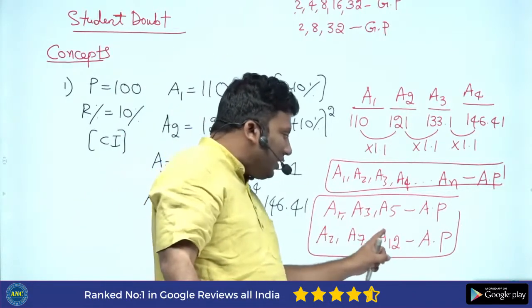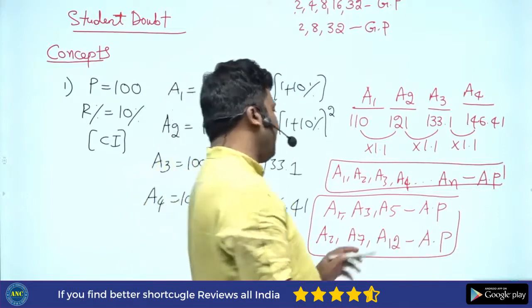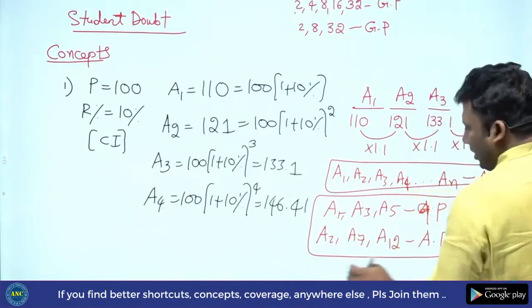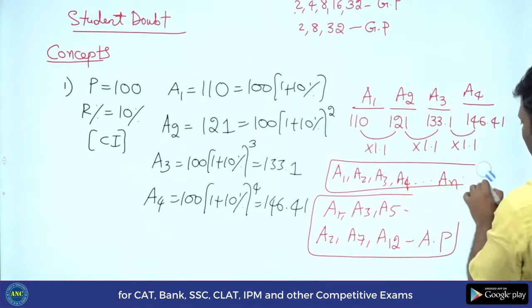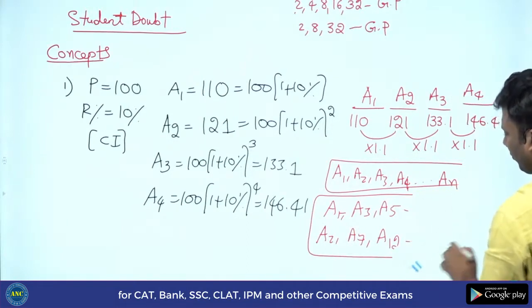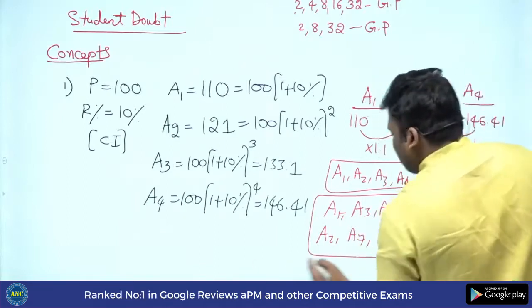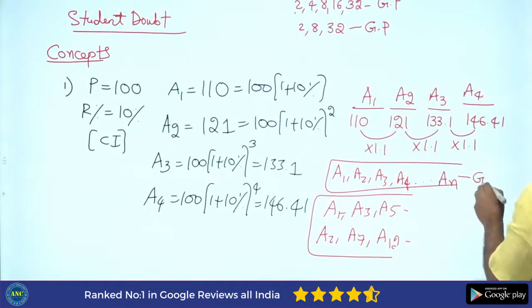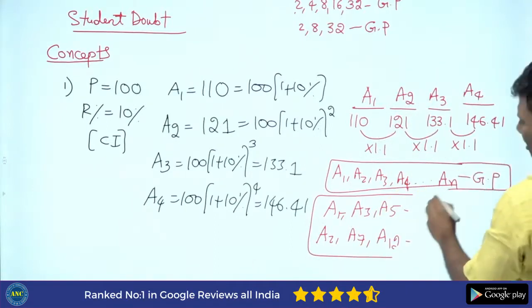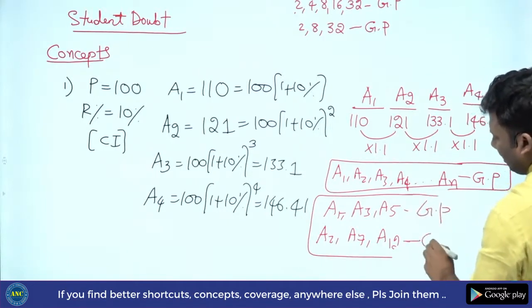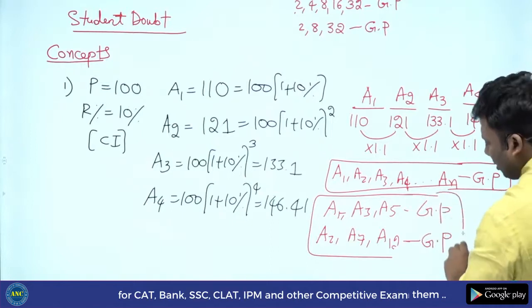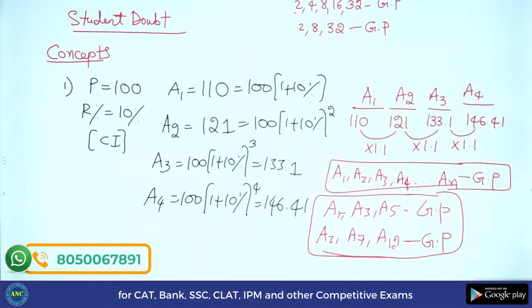A2, A7, A12, they are in, sorry, again I am doing the same mistake. It is in GP. One minute, sir, I made a mistake here. This is in geometric progression. Here also it is in geometric progression. Geometric progression. Am I right?